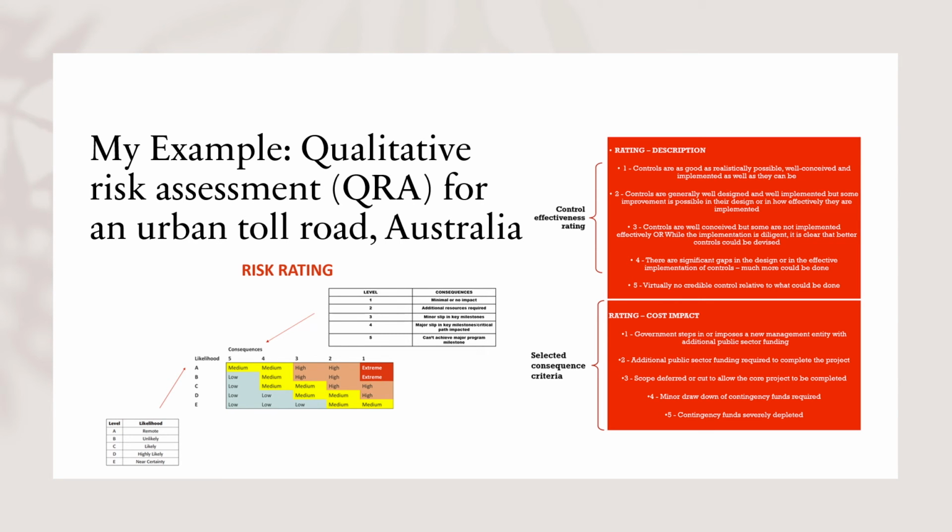So as I've mentioned before, previously I've done a qualitative risk assessment for an urban toll road in Australia. So this will just be a brief overview as to what it entails. So based on the control effectiveness rating and the selected consequence criteria, as you can see on the right hand side of the slide, a risk rating was able to be produced, basically describing the level of consequences and the level of likelihood, going from A, B, C, D, E for likelihood and 1 to 5 for consequences.